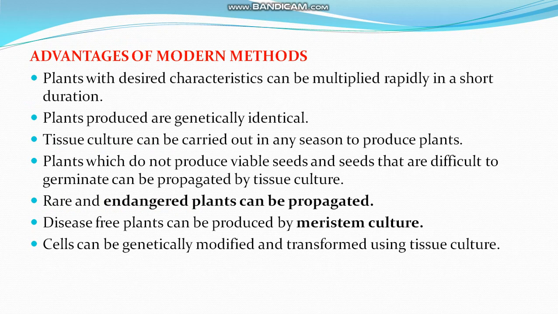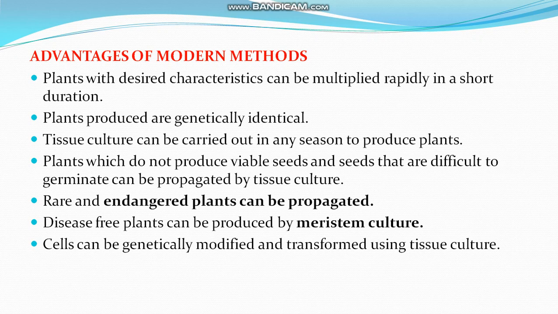Advantages of modern methods. Plants with desired characters can be multiplied rapidly in a short duration. Plants produced are genetically identical. Third, tissue culture can be carried out in any season to produce plants. Fourth, plants which do not produce viable seed, and seeds that are difficult to germinate, can be propagated by the tissue culture method. Rare and endangered plants can be propagated. The endangered plants mean the plants going to extinction.